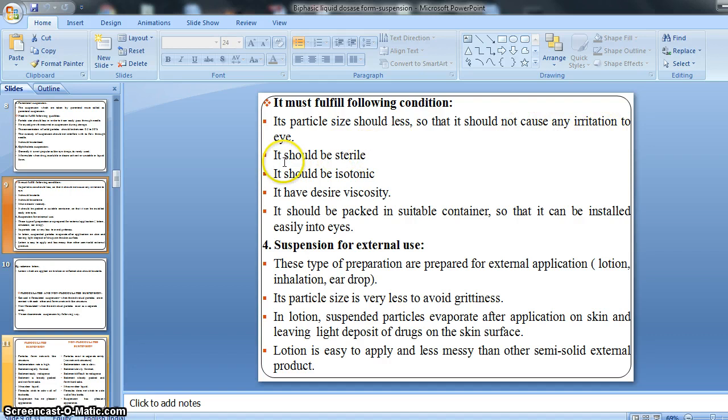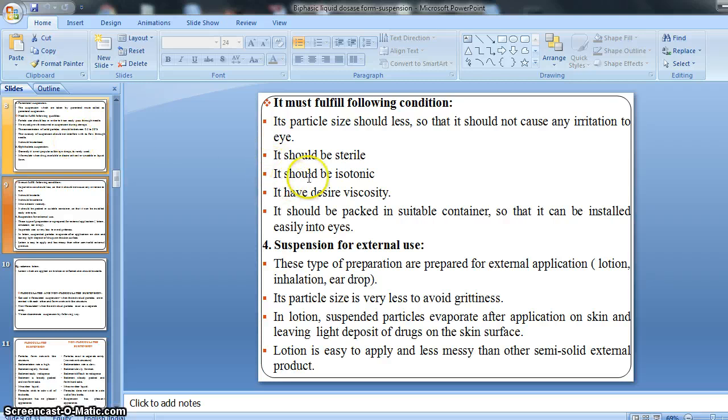Then our second condition is that our ophthalmic suspension should be sterile, right? Like our parenteral preparation, which is also sterile, the ophthalmic preparation or ophthalmic suspension should be sterile, right? Because it directly comes in contact with the eye or systemic circulation, right? That's why the parenteral as well as the ophthalmic preparation should be sterile, right?